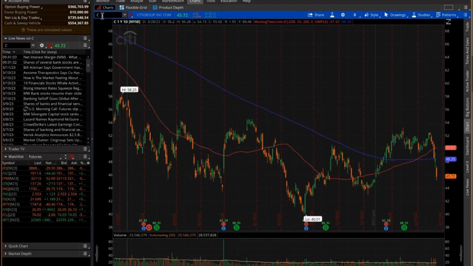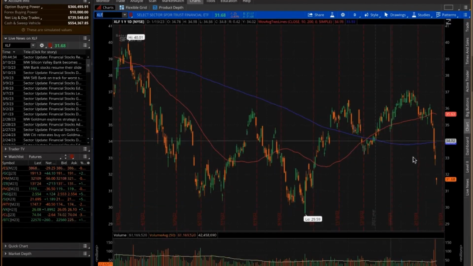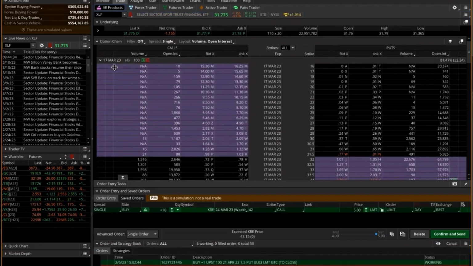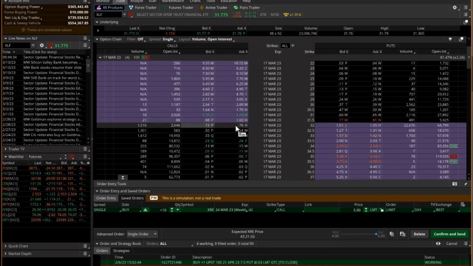Let's look at the XLF. I mean, God, there's so much. XLF way down here, 34. I would sell at 34 here, which is right at the 200, and 35 would be preferred. Let's take a look here. And the IV is going to be high. Oh, wait a minute. Slippage is quite tight on Citi. All right.